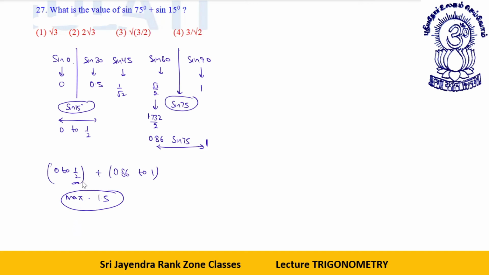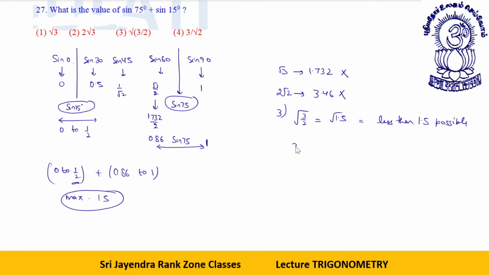If you look at all the options, dear students, root 3 is 1.732, not possible. 2 root 3 is far greater, 2 into this is 3.46, not possible. Option number 3 is root 3 by 2. Root 3 by 2 is like under root 1.5, which is less than 1.5. This is possible.